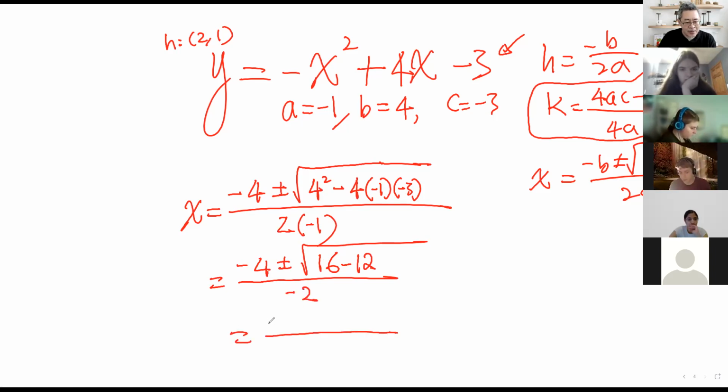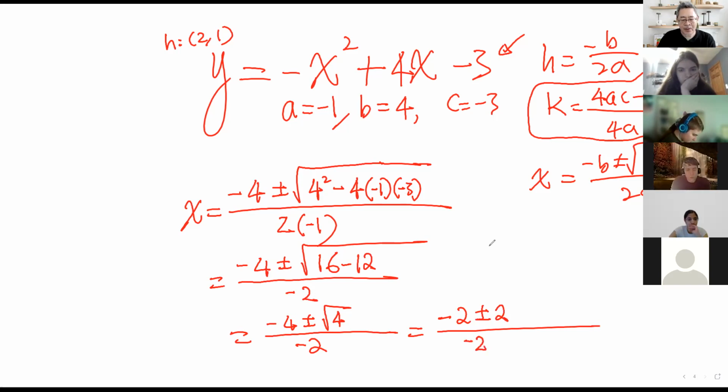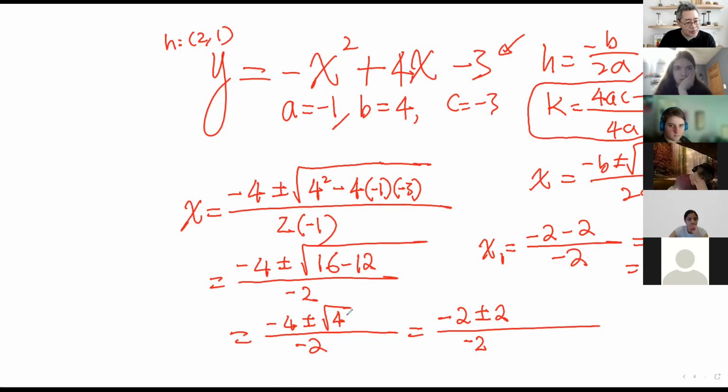So we got minus 4 plus minus the square root of 16 minus 12, because negative times negative is positive, and 3 times 4 is 12. Now this is just the square root of 4, which is 2. Then we got negative 4 plus minus 2 over negative 2. Let me make sure I got that right. I think there is something wrong here.